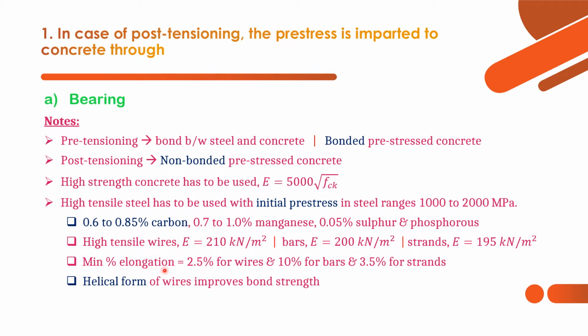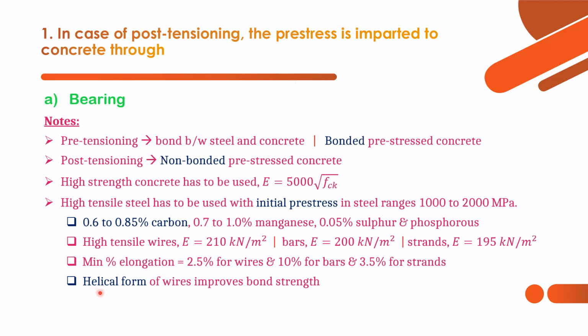The minimum percentage of elongation for wires shall be 2.5 percentage. In case of bars, it shall be 10%, and in case of strands, it shall be 3.5%. These specifications and rules are provided by IS 1343 codal provisions. The helical form of wires improves the bond strength. This is an important point. The helical form of wires can improve the bond strength. So that means what?